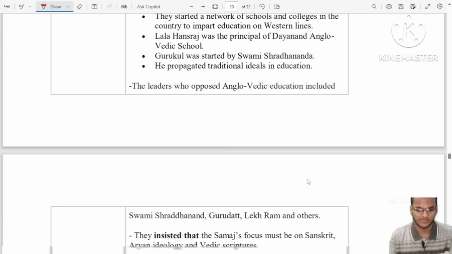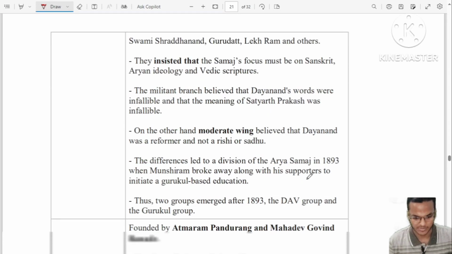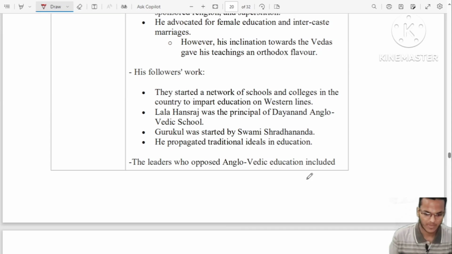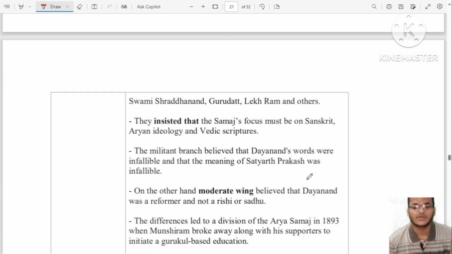But there was also a division in Arya Samaj after Swami Dayananda Saraswati. His followers started institutions. Lala Hansraj was the principal of the Dayananda Anglo-Vedic School, the present DAV school. And the Gurukul was started by Swami Shraddhanand.